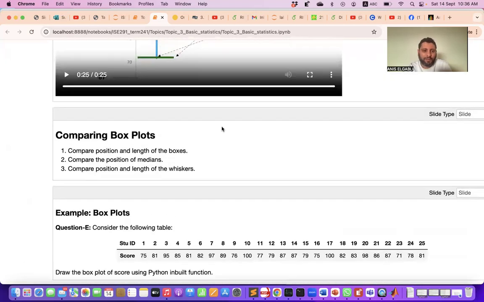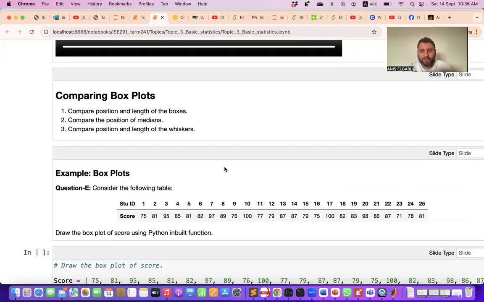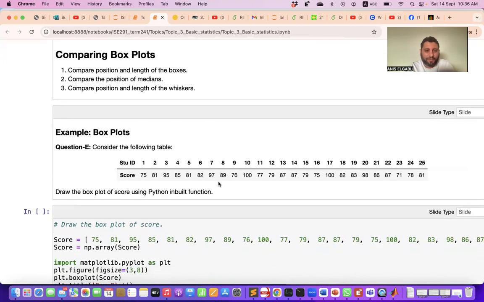So we can actually compare box plots. If I have two variables, I can plot the box plots of these two variables, and I can visually look at them and tell if there is any similarity or differences between them, by looking at the positions of different metrics, the median, the whiskers, and so on.